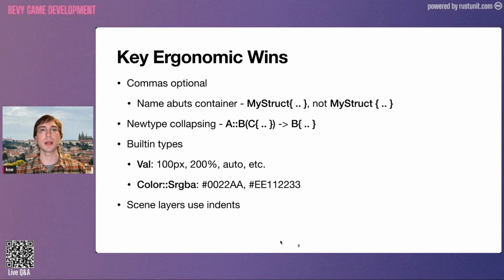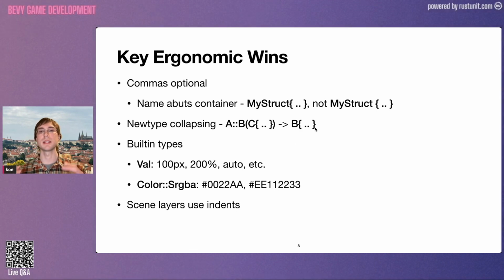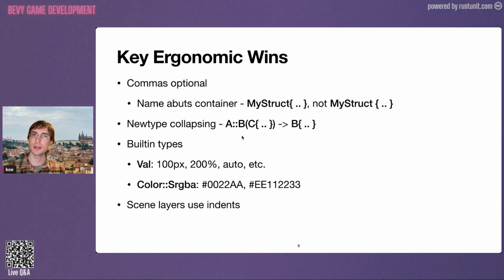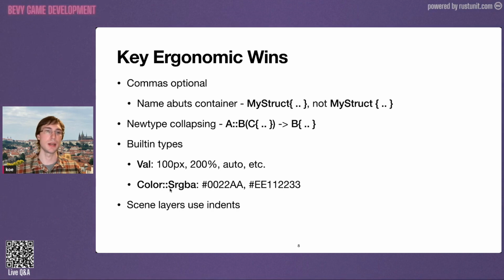Also, I added newtype collapsing. Within the asset, when you have some complex structure, such as a newtype enum that wraps some struct, you can collapse this so that you only need to write the enum variant and the container. I also included built-in types, since this is UI focused, we have Val. Instead of writing the px enum, you just write px like this. I think it's really helpful to have that. And similarly, I added built-in hex colors for sRGBA. And all of these wins are small increments that build toward a faster rocket ship, I guess.